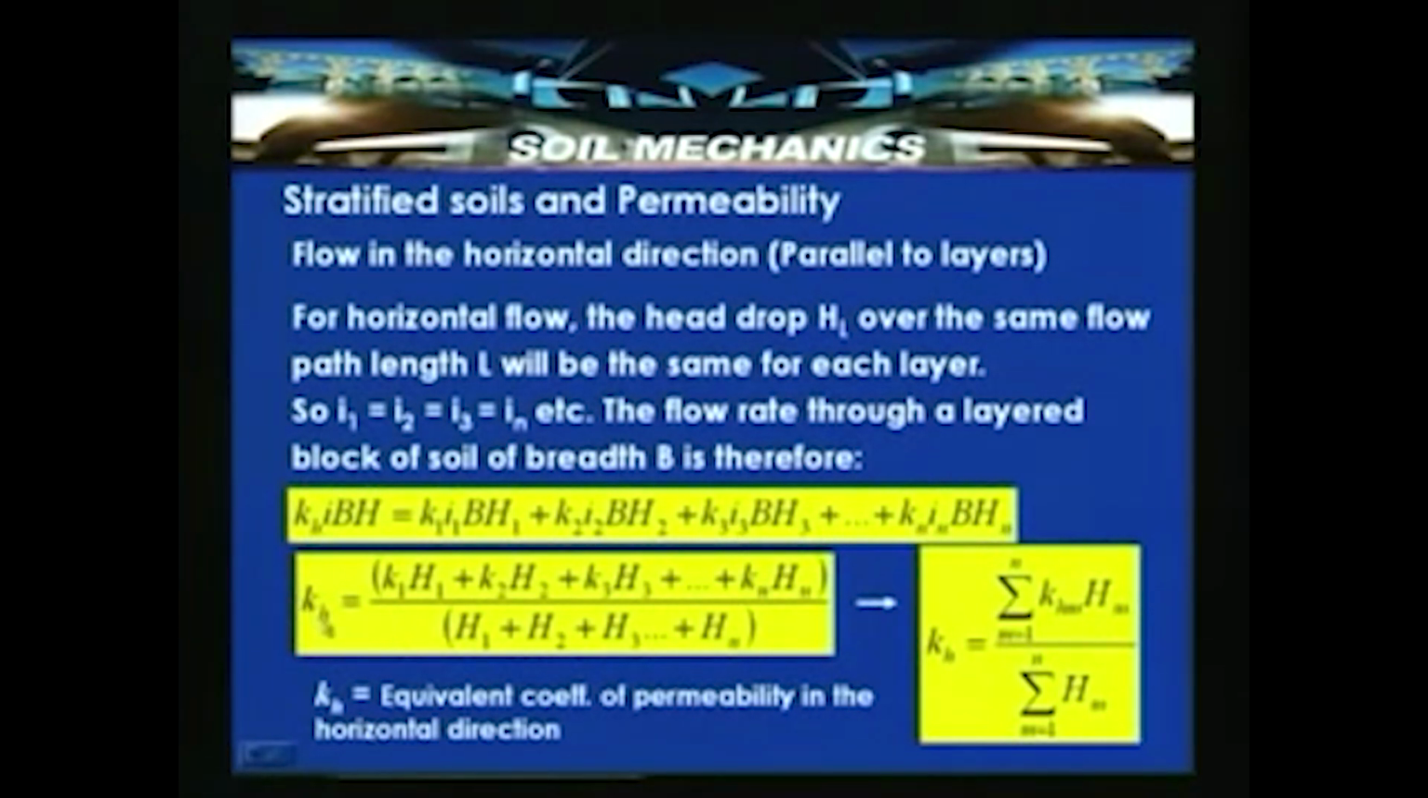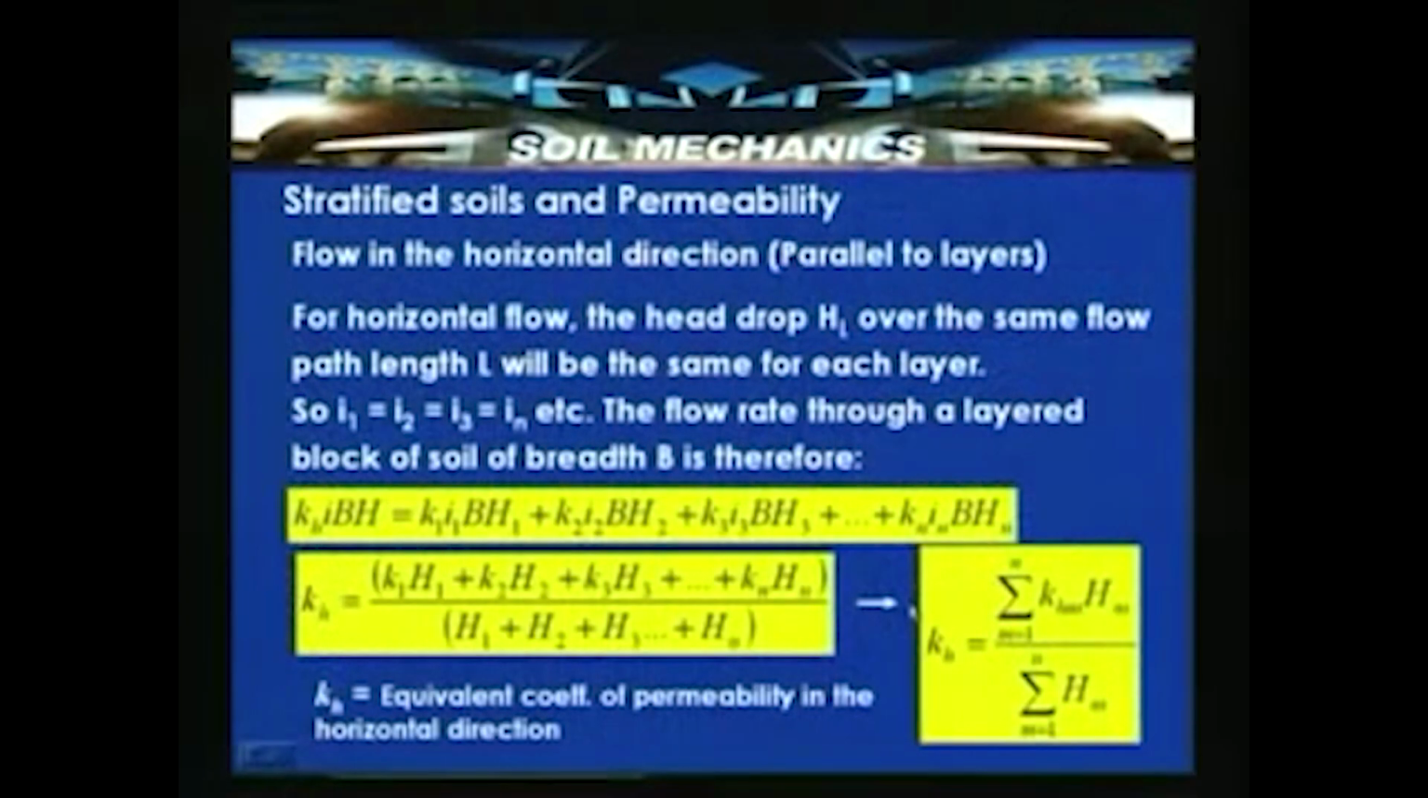So, KH, the equivalent coefficient of permeability in the horizontal direction, is equal to K1 H1 plus K2 H2 plus K3 H3 so on to Kn Hn, divided by H, the sum of H1 to Hn. So, the summation of the products of each layer's coefficient of permeability with its thickness gives the equivalent coefficient of permeability of all the layers under consideration in the horizontal direction, that is in the direction of the flow.